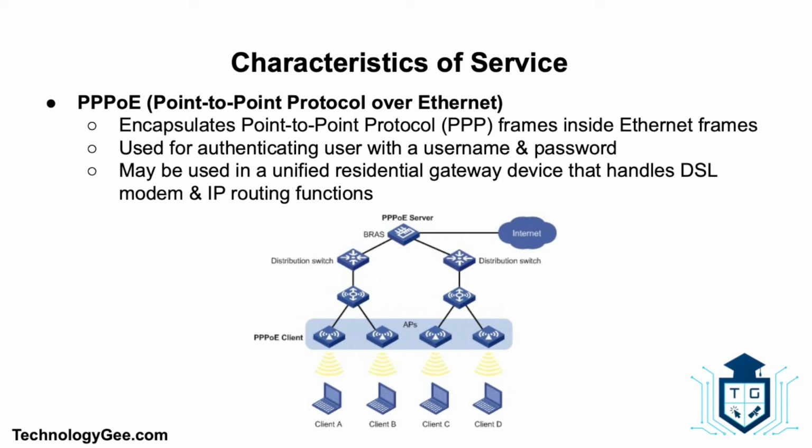Typical use of Point-to-Point Protocol over Ethernet involves leveraging the Point-to-Point Protocol facilities for authenticating the user with a username and password. On the customer premises equipment, Point-to-Point Protocol over Ethernet may be implemented either in a unified residential gateway device that handles both DSL modem and IP routing functions, or, in the case of a simple DSL modem without routing support, it may be handled behind it on a separate Ethernet-only router or even directly on a user's computer.